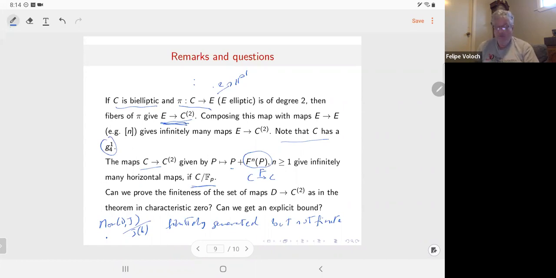But I would think that the finiteness statement of the theorem should be true in characteristic 0. So there should be only finitely many maps from D to C^2 that are not constant and not horizontal. I don't know how to prove this. So this is exactly the point where I'm stuck.